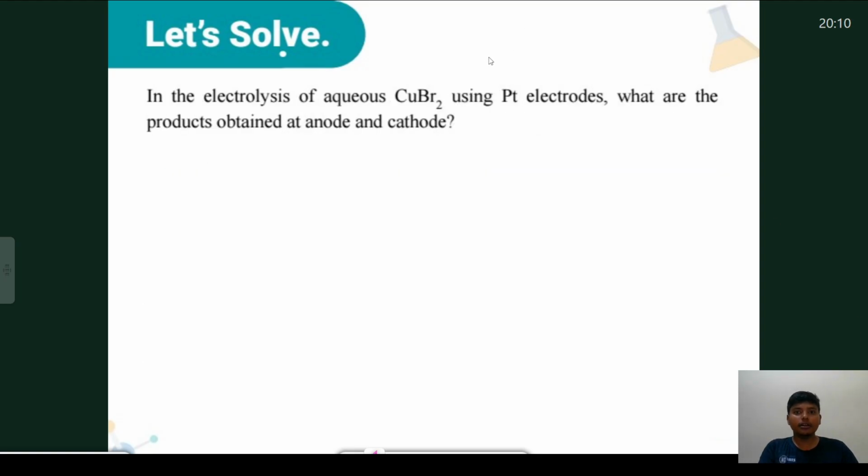Next, write down this question, your homework: in electrolysis of aqueous CuBr2 using platinum electrode, what are the products obtained at anode and cathode? And why? You have to write with proper reaction. Note down. Sir, will you send this PDF? I'll send.